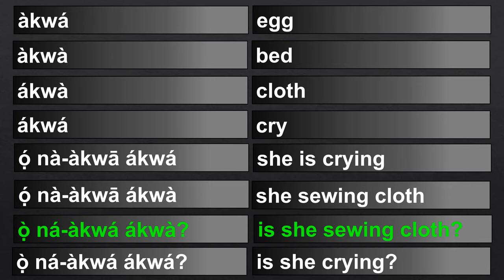The same wording, but in a question form. Ọ na-akwa akwa. Notice here we have low tone. If you say it one way, it means she's sewing cloth. But when you want to ask a question, it becomes low tone for the she. Ọ na-akwa akwa. Is she sewing cloth or does she sew cloth?